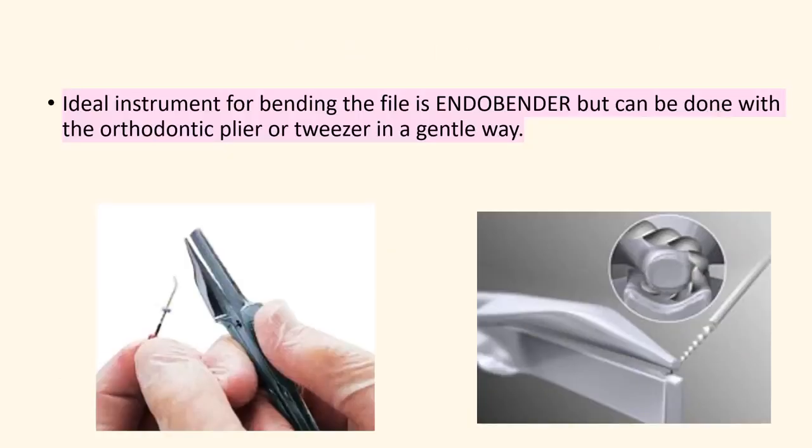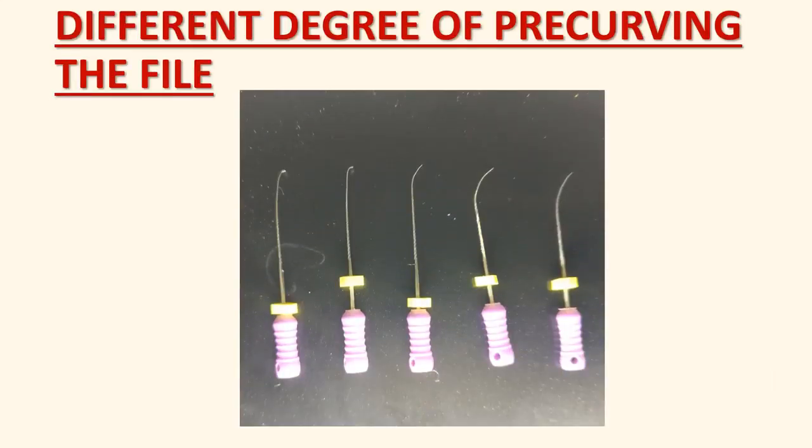The ideal instrument for bending the file is the endobender, but it can be done with an orthodontic plier or tweezer in a gentle way. These are the different degrees of pre-curvature of the file. Accordingly, you can pre-curve the file depending on the curvature of the canal you are treating.